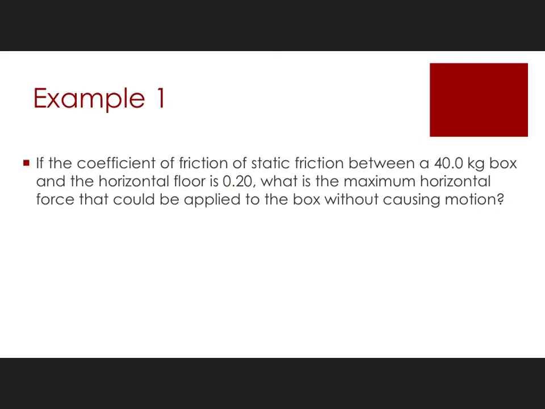So let's work with this coefficient of friction and do an example. I always have to draw a little sketch with these diagrams. The coefficient of friction is between a 4 kilogram box, a 40 kilogram box, that's its mass. There's an arrow for its weight. And the horizontal floor is 0.2. What's the maximum horizontal force that could be applied without causing motion?